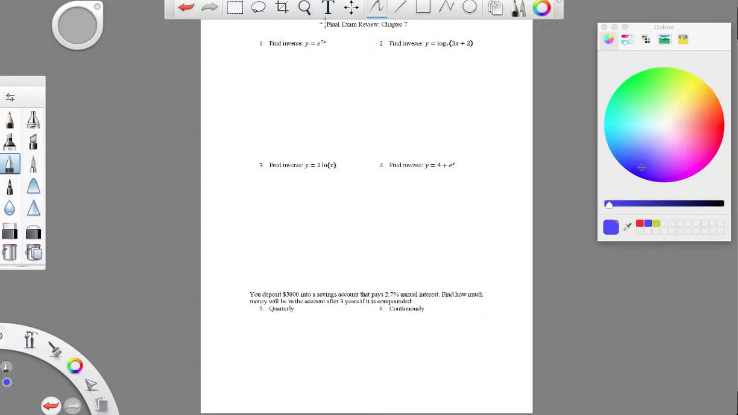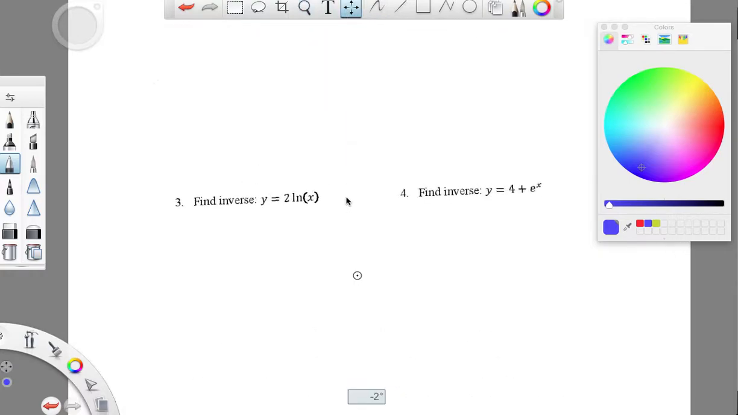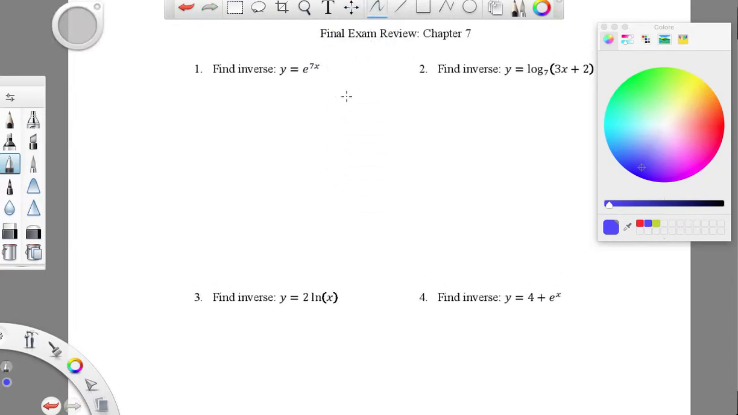Okay, so what we're going to be doing now is going through the Chapter 7 final exam review problems. So first off, what we have are some inverse problems. When we have inverse problems, remember that the very first thing we have to do is switch the variables. So all we have to do is switch the x and the y. So from y equals e to the 7x, it becomes x equals e to the 7y. That's it. And now what we have to do is solve for y.